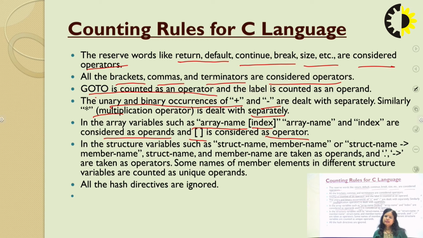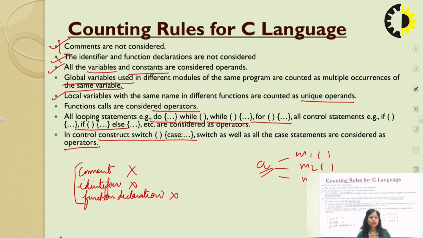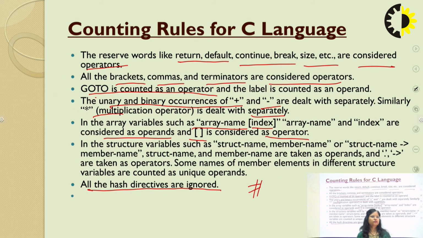Hash directives are ignored. If you face any hash directive, it will be ignored. These are the basic rules for counting the Halstead software science matrix. Next we will move to the example.